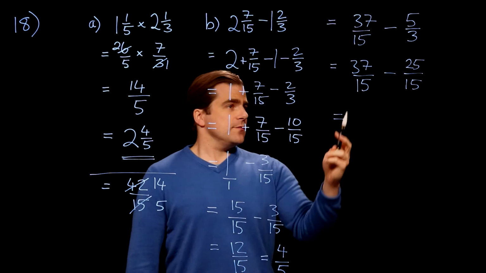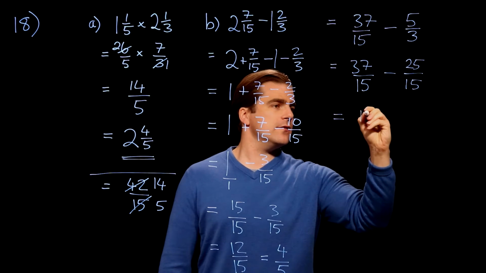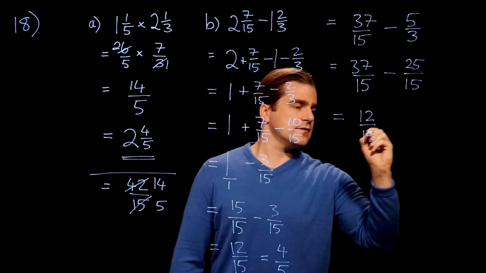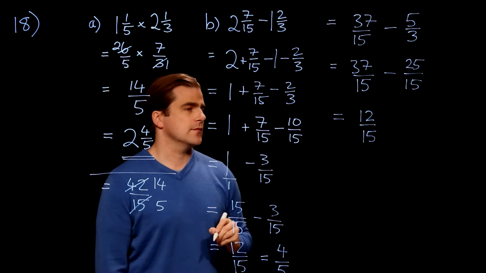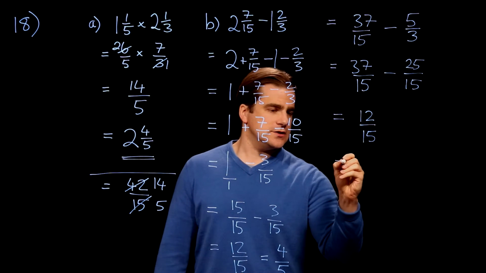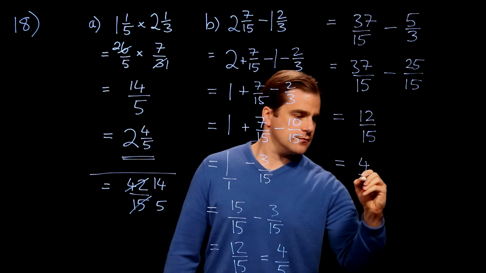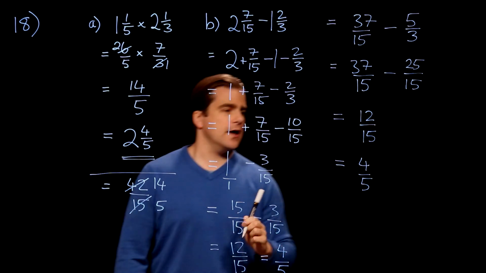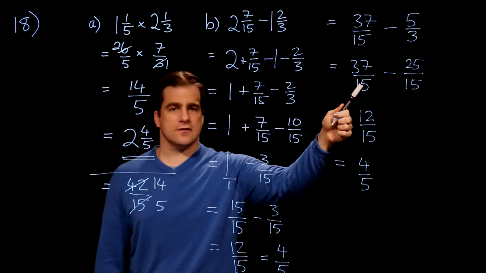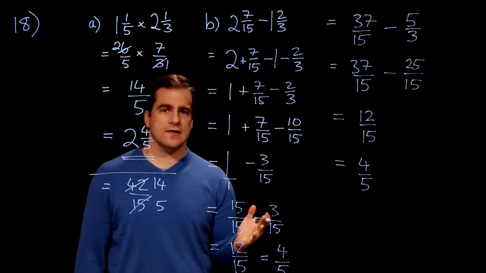Now we can do the subtraction because the denominator is the same. 37 minus 25 is 12, and the denominator stays the same in fractional subtraction. So now we've got the 12/15 again, which, as we saw, is 4/5. Okay, now for this question, this method looks better, right? Much quicker. And yes, for this question, it probably is better.